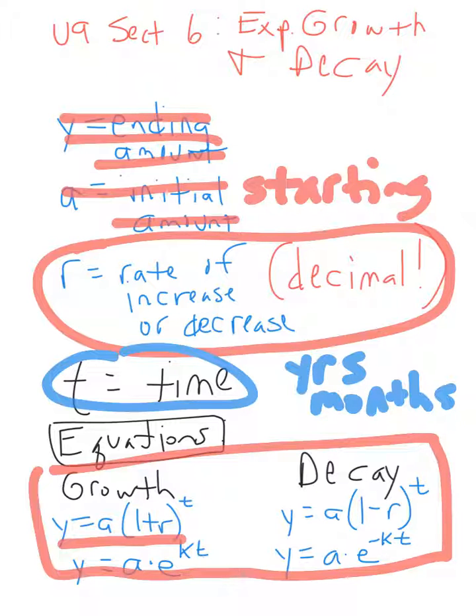So that number inside there that's raised to the power of t is going to be bigger than 1 because you're adding the rate of increase. The only thing that's different on the decay is 1 minus r inside there, which is going to cause it to be less than 1, which again means it's decay. And then the only difference between the ones that have the base e in them, again, y is ending amount, A is initial, we have base e to the negative kt power, or to the positive if it's growth.